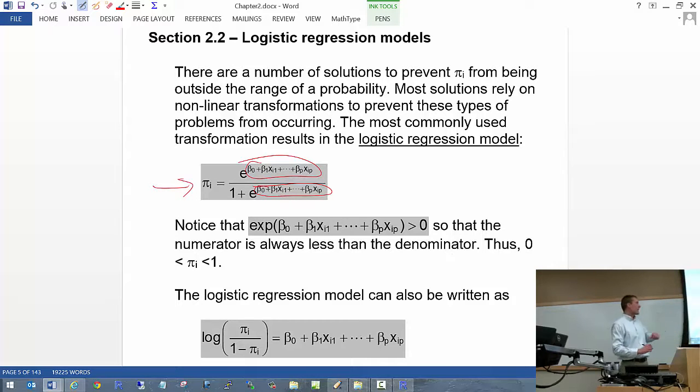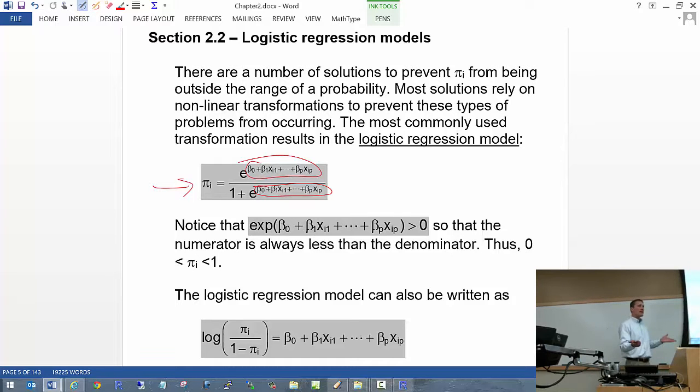Can someone tell me why it can't be negative? I hope I don't have the answer up there. No, I don't have the answer. Why can't this be negative? The numerator is always positive, and the denominator will also always be positive. Because of the exponential function. Yep.